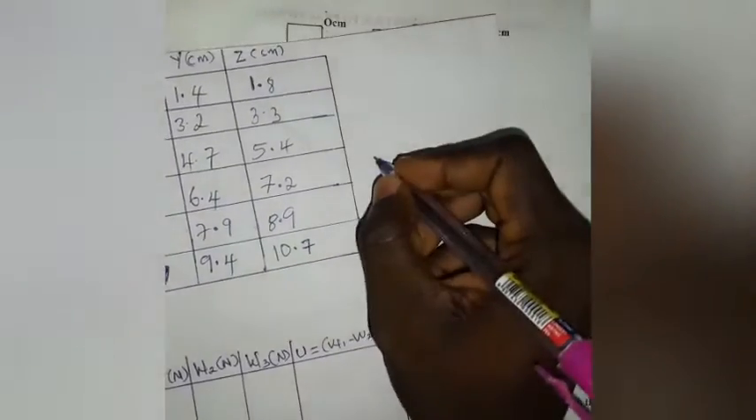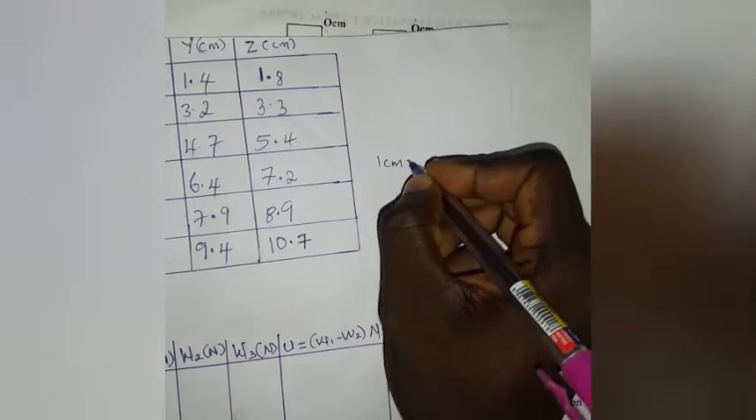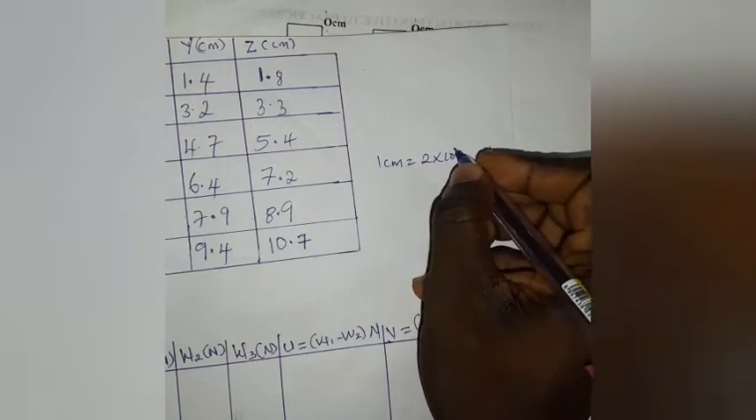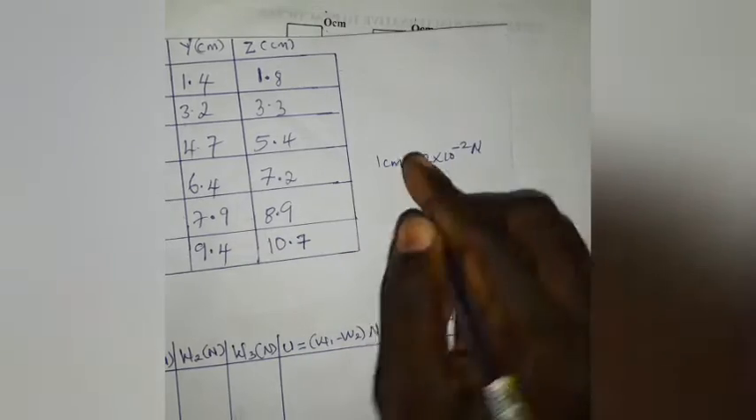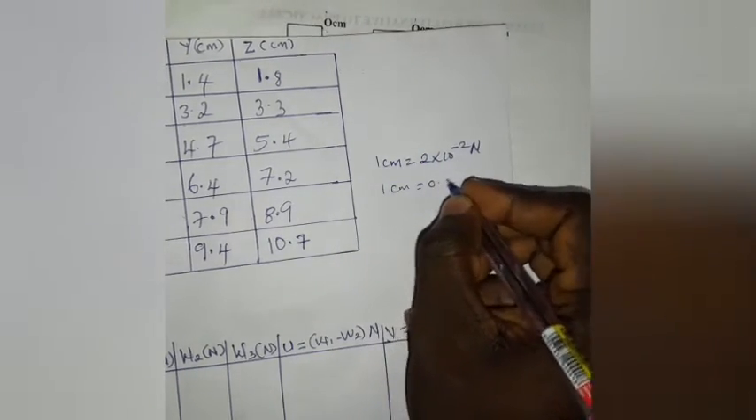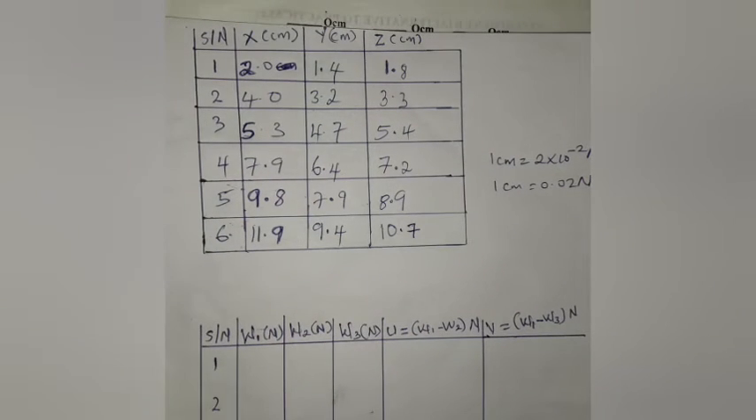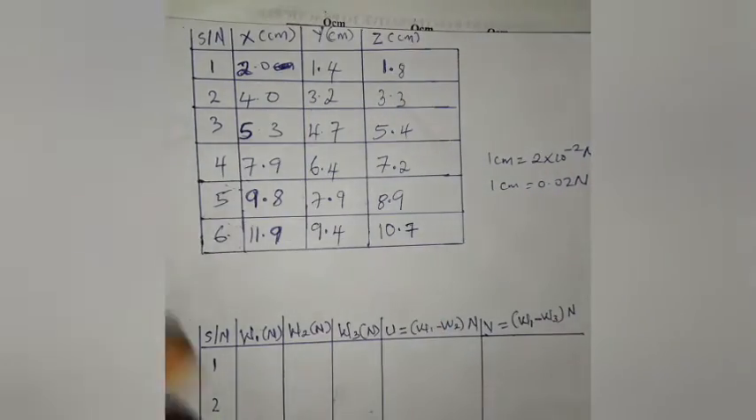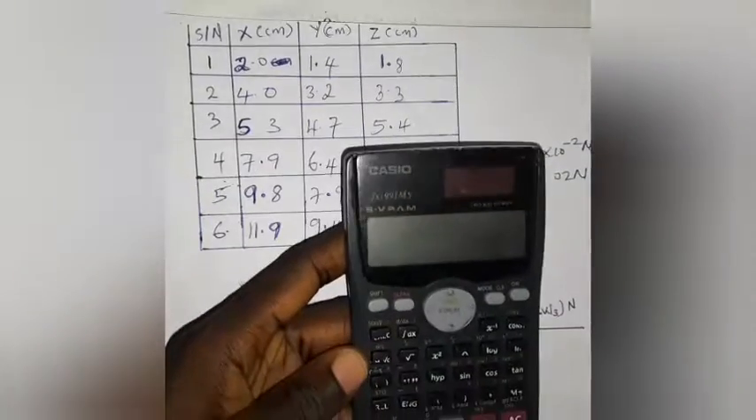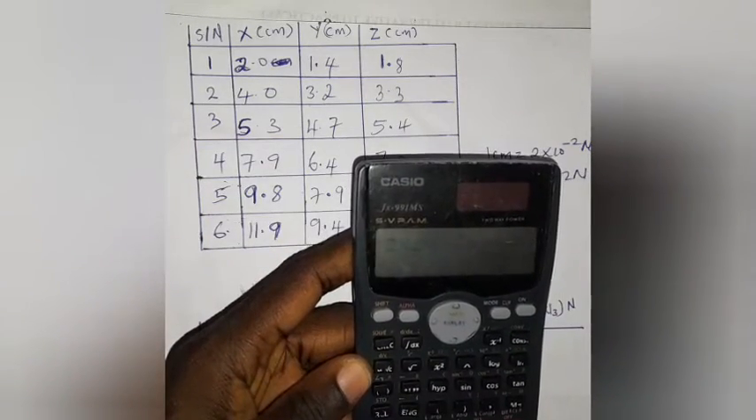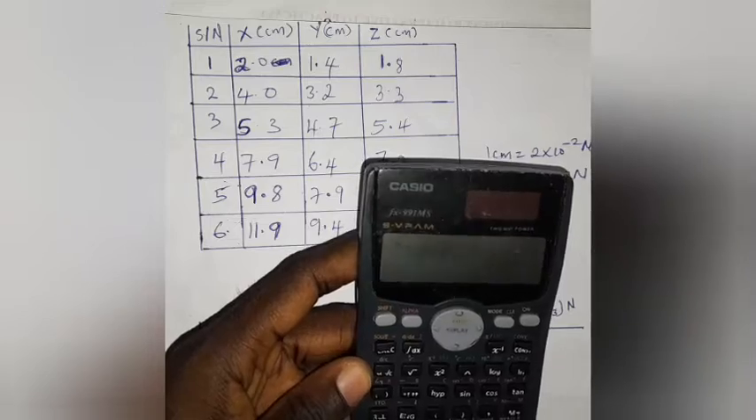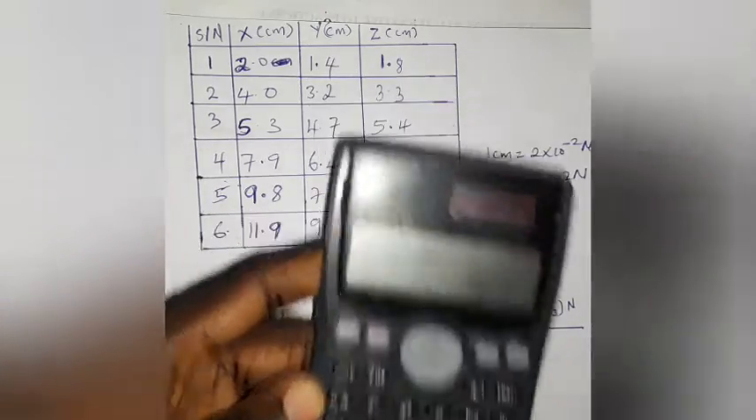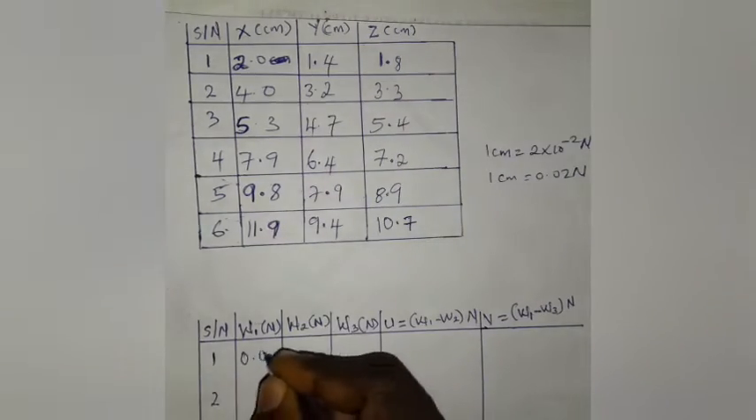Our scale factor is 1 cm is equal to 2 times 10 raised to the power minus 2 newton. And this is just the same as 1 cm is equal to 0.02 newton. So what that means is that to convert all of these to newton, you're going to multiply these values by 0.02. So let me do the first part of it. I'm going to have 2 times 0.02. That's going to give me 0.04. So I'll record that here, 0.04.